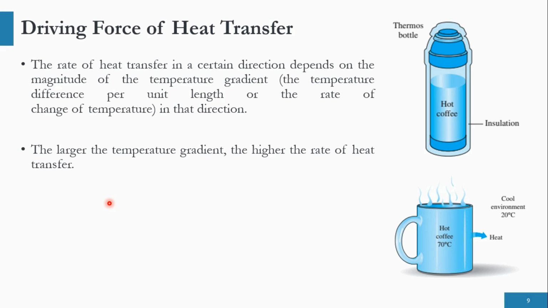However, the rate of heat transfer in a certain direction, as per the second law of thermodynamics, depends on the magnitude or the amount. For example, if there is a delta T of 10 degrees centigrade, the heat transfer will accordingly take place. If there is a delta T of 100 degrees centigrade, or we can say the larger the temperature gradient, the higher the rate of heat transfer. Lower temperature difference, low amount of heat transfer. High temperature difference, high amount of heat transfer. So it is to be understood that the heat transfer driving force is temperature difference. Higher the temperature difference, higher the rate of heat transfer.